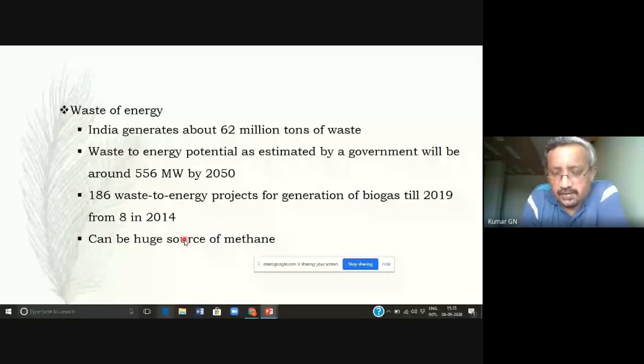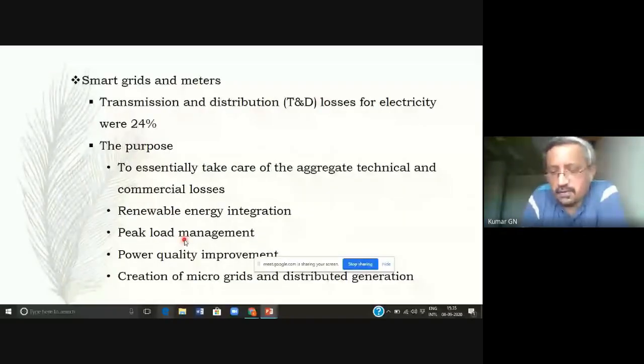So earlier I mentioned that when the power plants are away from the urban area, transmission losses will take place. So the transmission losses will be there, nearly 20 to 24%. So how to avoid this?